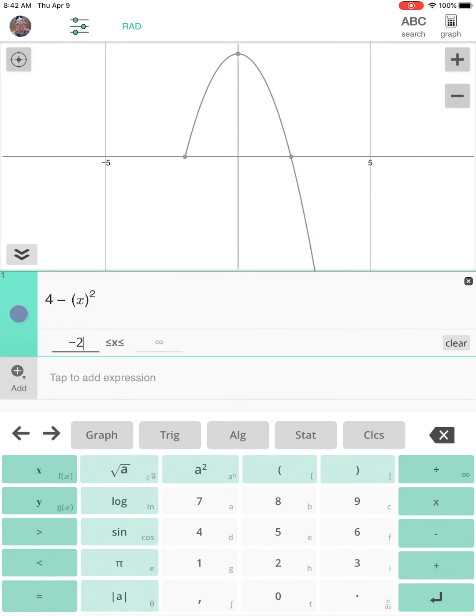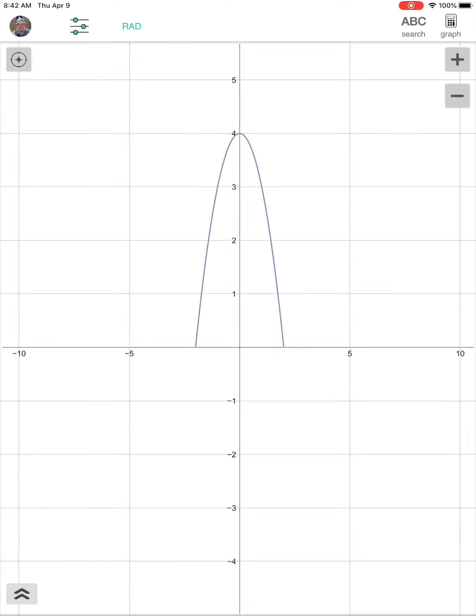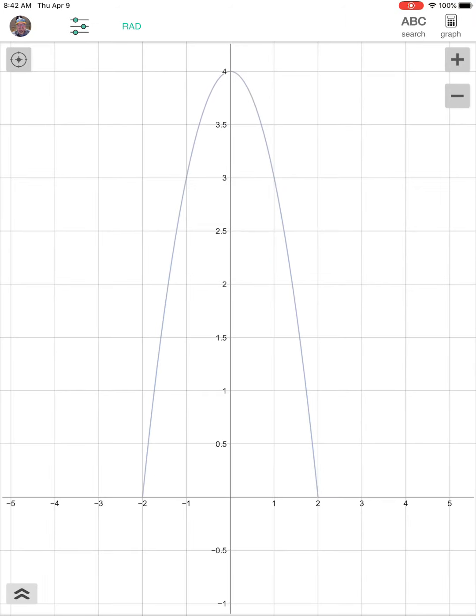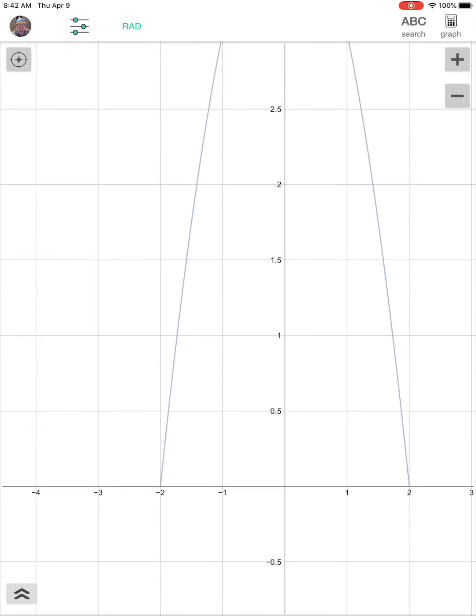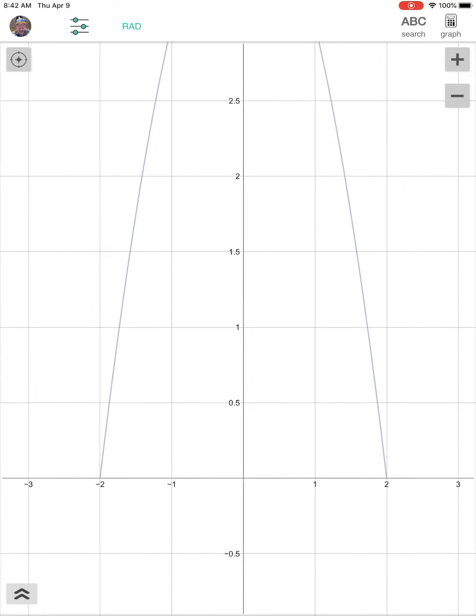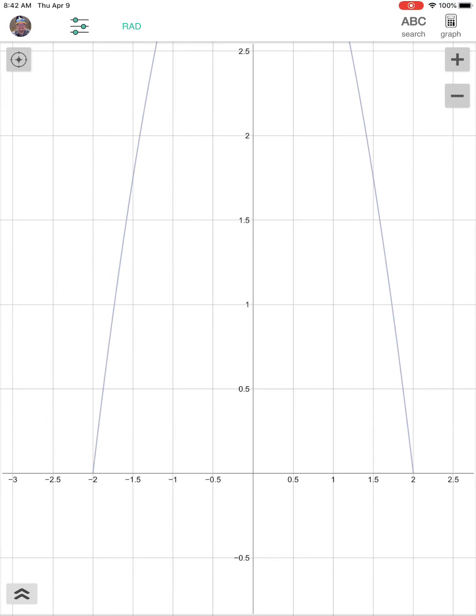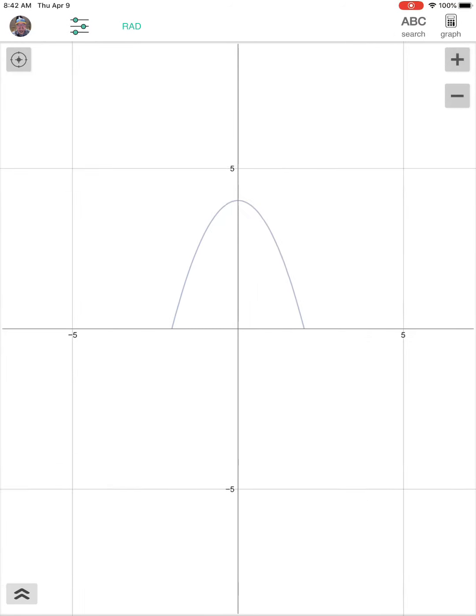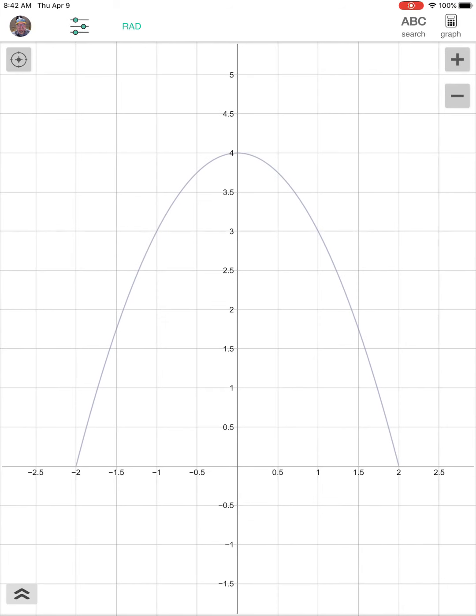Okay, so if we go to our graph, we're going to graph 4 minus x squared. And I want to change the domain to only be between -2 and 2. So click and hold on the color dot there, and it should bring up these options. And I want to choose set the domain. And I want to go from -2 to 2. Okay. And then we could zoom in on that a little bit.